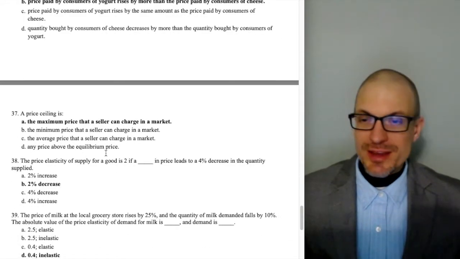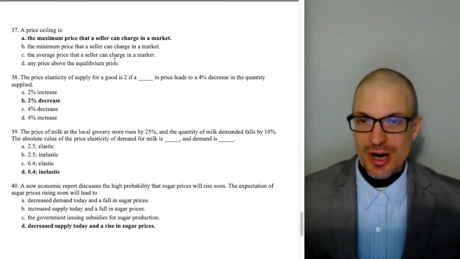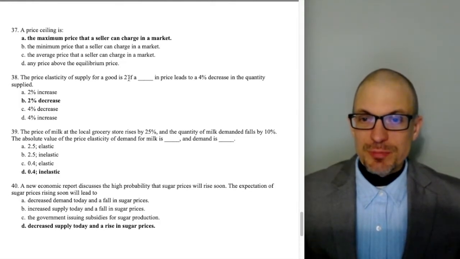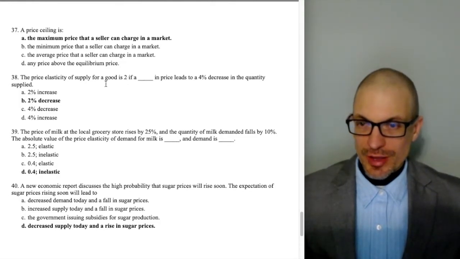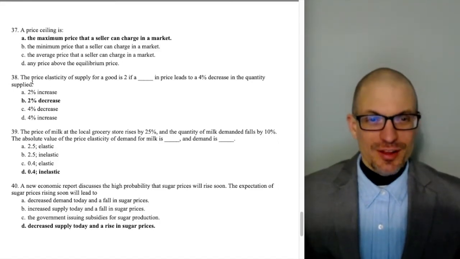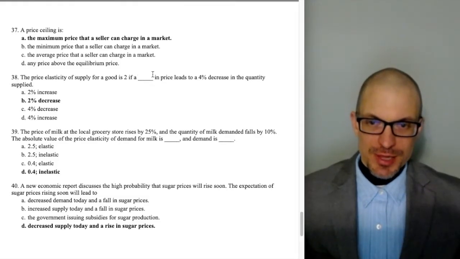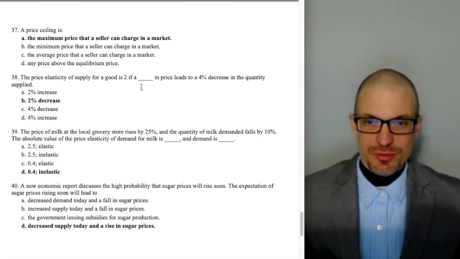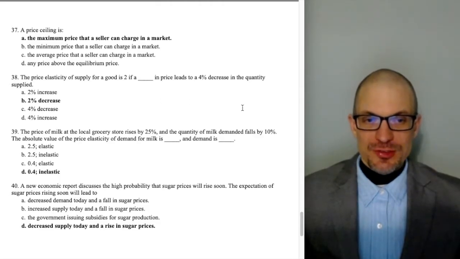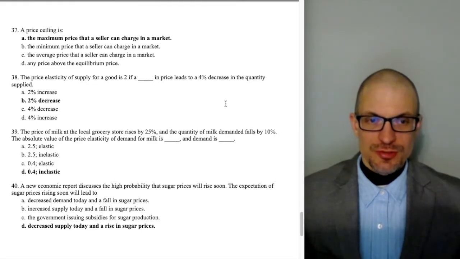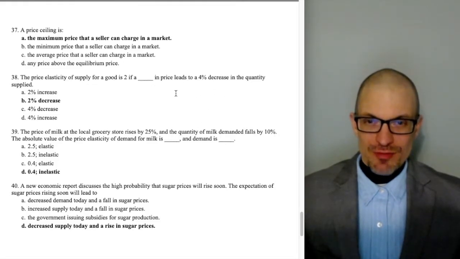Price ceiling, by definition, is just the maximal price the seller can charge in the market. Price elasticity of supply for a good is 2 if a blank change in price leads to a 4% decrease in quantity supplied. Right, so quantity supplied is going to be the numerator. Percentage change in price is going to be the denominator. So we have minus 4 divided by something equals 2.